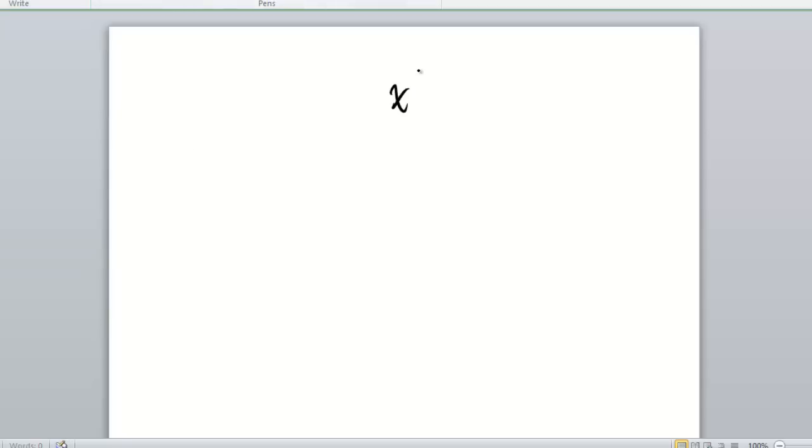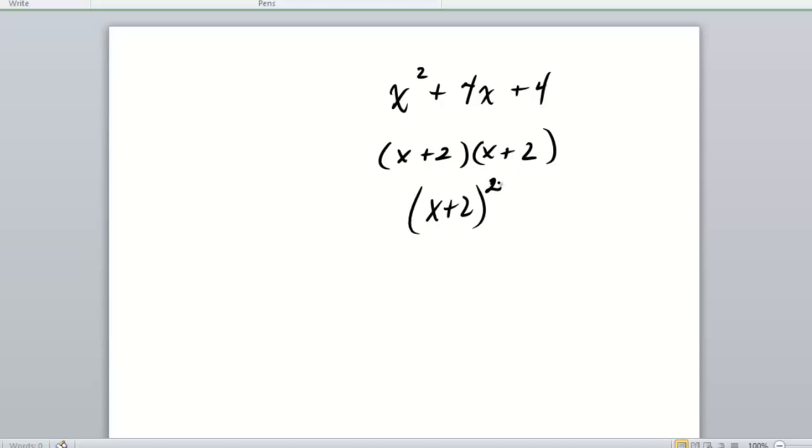If you recall, a perfect square trinomial is a trinomial that could be broken down into two perfect squares, so x plus 2 and x plus 2 in this case, and since they're the same, we can write them in what we call a binomial squared. Now, this perfect square trinomial has a very specific pattern that goes along with it. And so what we're going to do is show you a process in which you can create and develop that pattern.